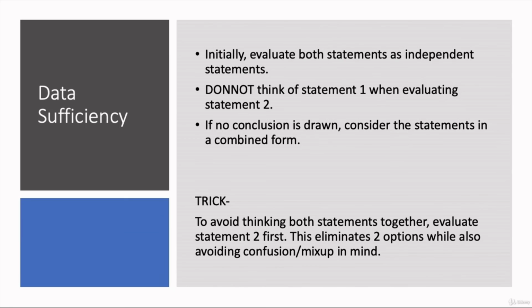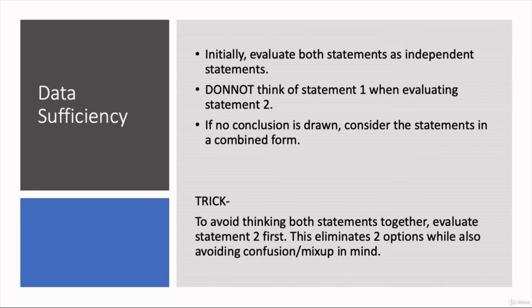After practicing these data sufficiency questions, we now summarize what we have learned from these questions. A very simple and good trick for data sufficiency questions is to evaluate both statements as individual statements without thinking of the correlation. Do not think of statement 1 while evaluating statement 2. And if no conclusion is drawn through individual statements, consider the statements in a combined form and solve.